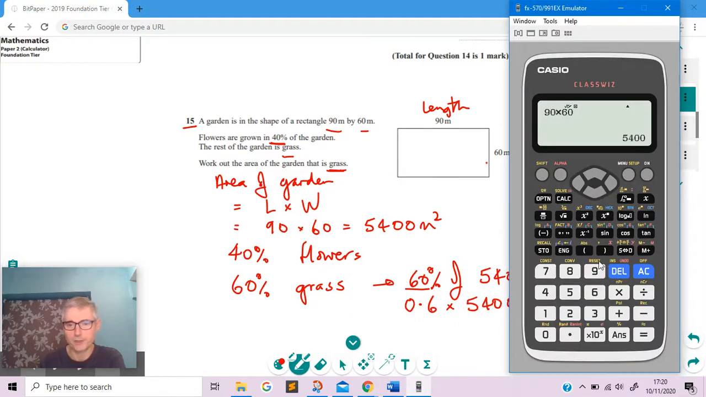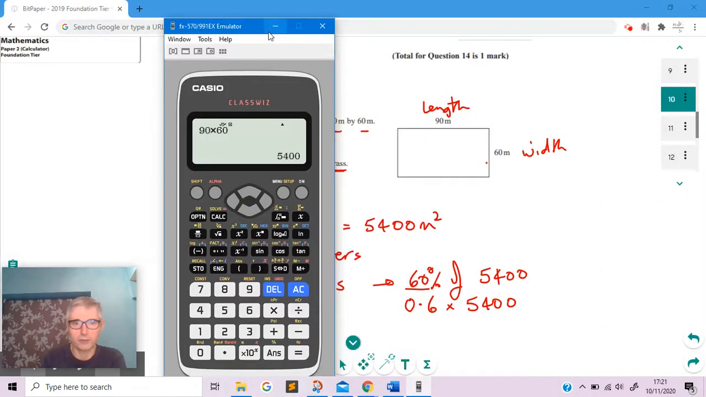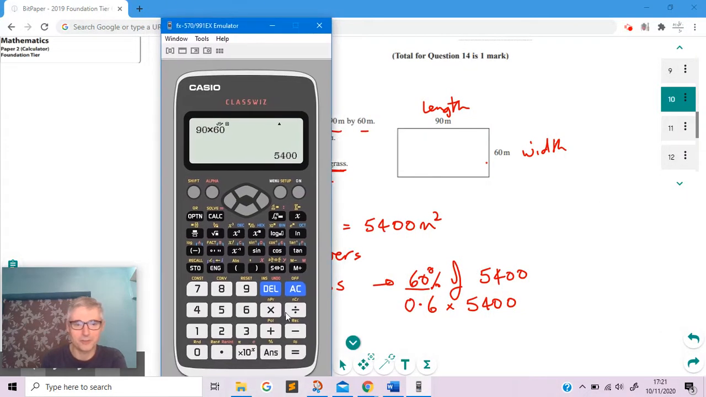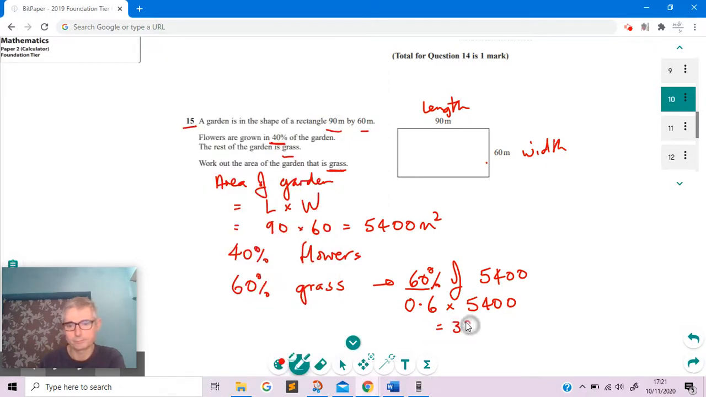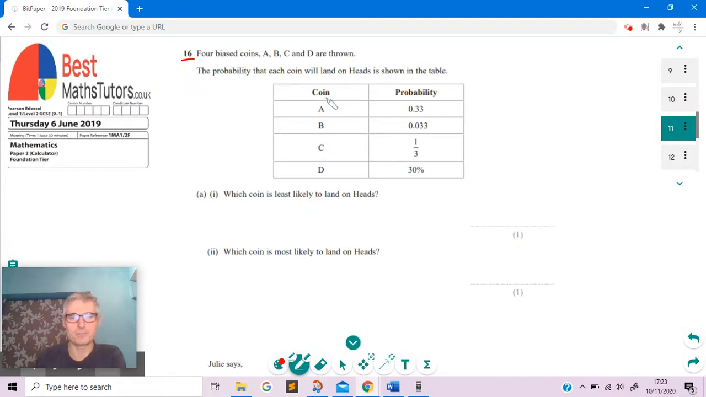If I do this on the calculator, just move that over there so it's not blocking what I'm writing, then I can just go 0.6 times 5,400. And there we go. We get that that's 3,240 meters squared.